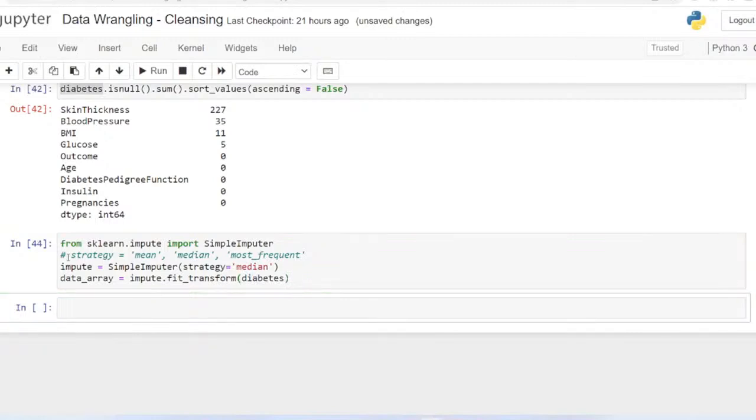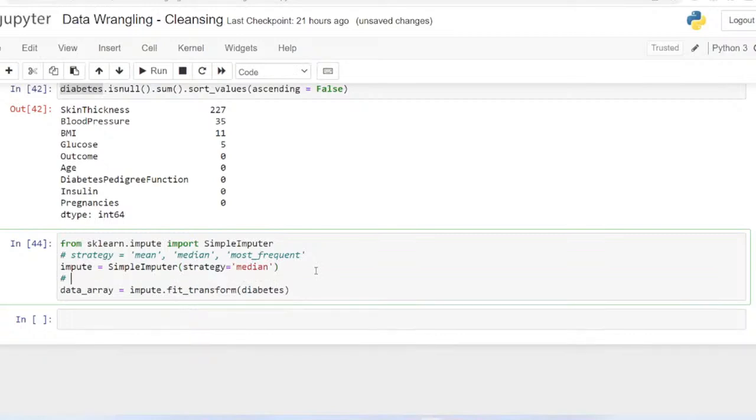Why did I say that it has to be stored in a data array? Because of the return type. Please write down: whenever fit is used, fit means train, and transform means apply the changes. This will apply the transformation.